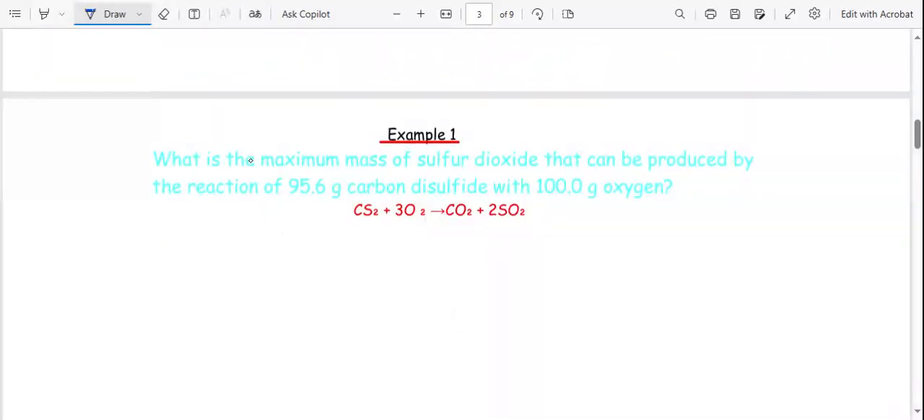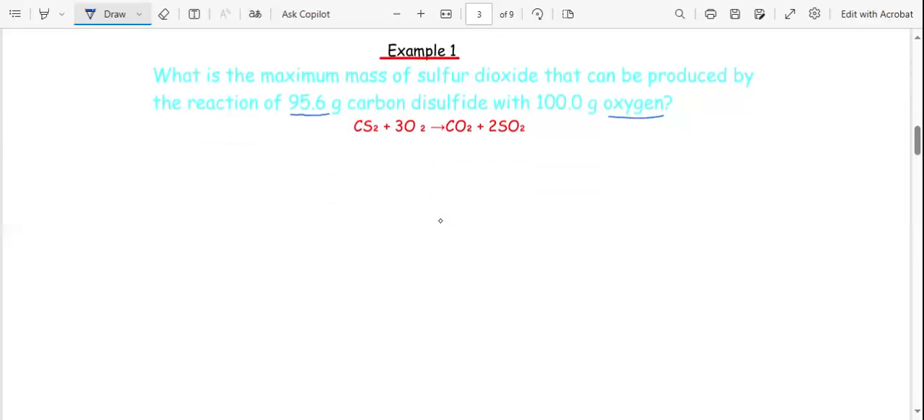Okay. So for example, I'll give you a hint on how to find the limiting reagent in a very fast way. So we have this question, example one. What is the maximum mass of sulfur dioxide that can be produced by reaction of 95.6 grams carbon disulfide with 100 grams of oxygen? Okay, so for you to calculate the limiting reagent, let me give you the formula.